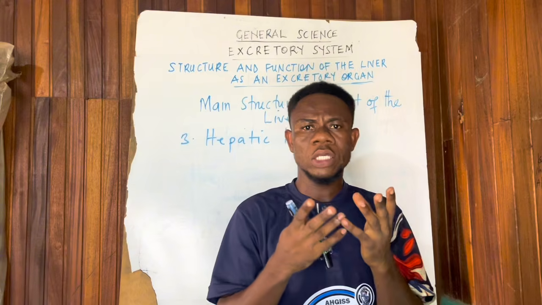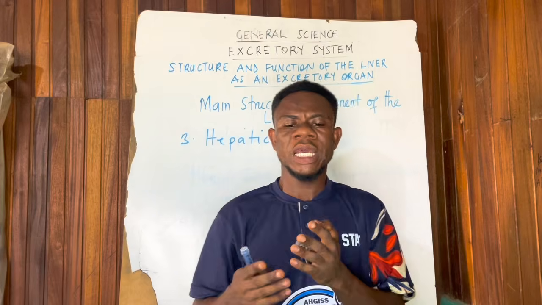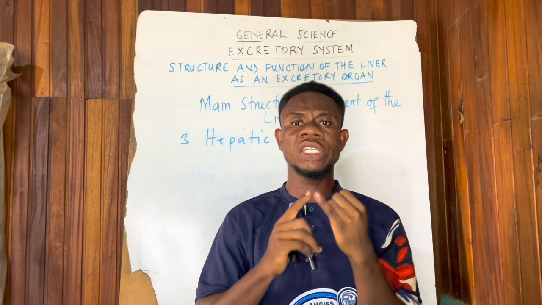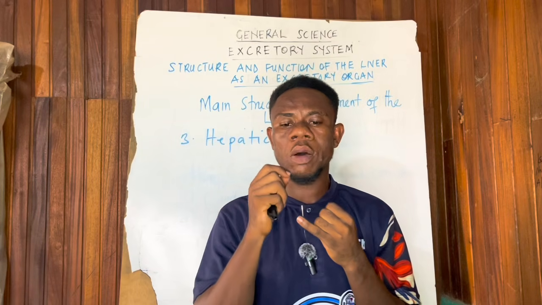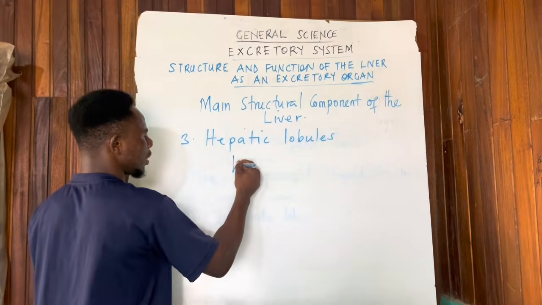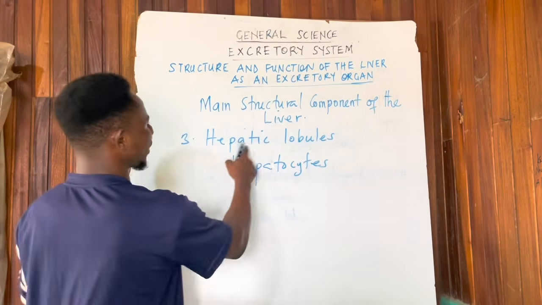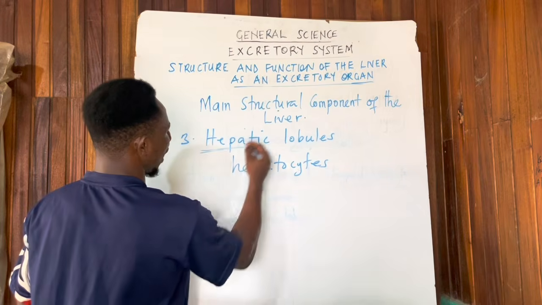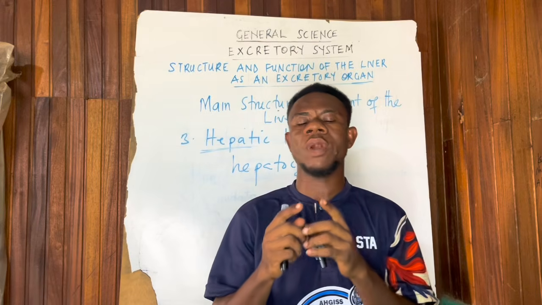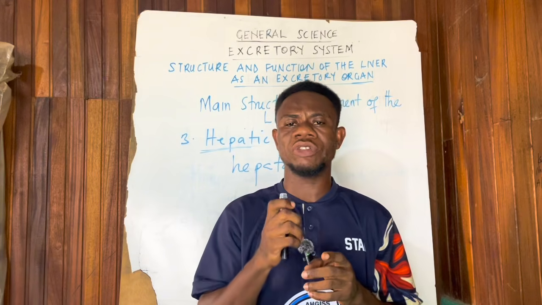Now, we have thousands of lobules. The structure of the hepatic lobule is, each lobule contains liver cells. The liver cells are called hepatocytes. So hepatic lobules, hepa, then tocytes. They are arranged around a central vein.